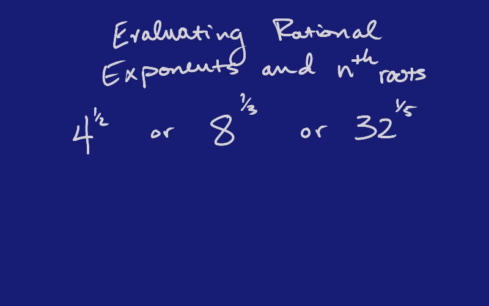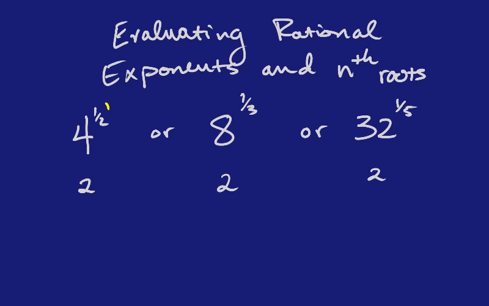If you were to put all those into your calculator, those actually would come out to be the same number. So you would have 4 to the 1/2 would end up being 2, 8 to the 1/3 would end up being 2, and 32 to the 1/5 would also end up being 2. And the question is, well, why is that?